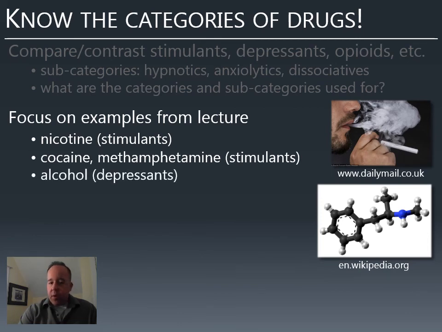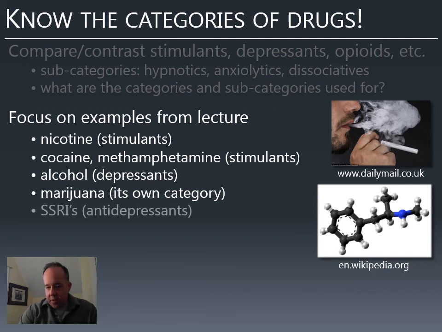Alcohol is a depressant. So again, people might use it to relax themselves or to put themselves to sleep, and understand how that connects to neurotransmitter systems. What neurotransmitter do depressants affect? Marijuana is its own category, so it's both a category and a specific drug. So know how it works. How does it affect neurons? Through what receptor? What are its behavioral effects?